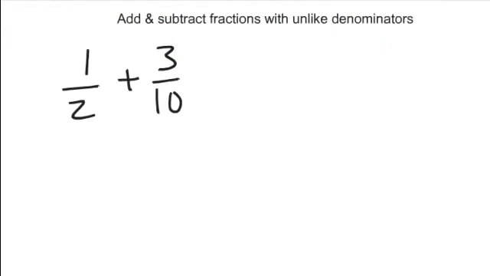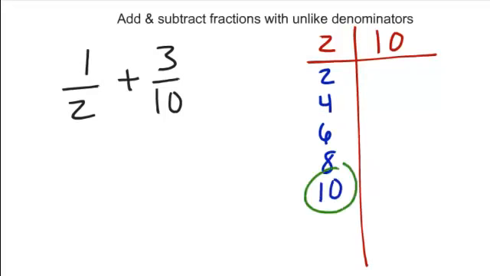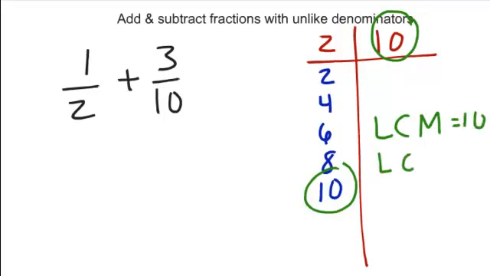Let's go ahead and do another example. Here I have a half plus 3/10. So I have to have my race between the 2 and the 10 in order to make the denominators the same. So I put the 2 on the left and the 10 on the right, and I have my race between the two numbers. The first multiples of 2 are 2, 4, 6, 8, and 10. And here I can actually stop because I see that this is common to that. They're equal. So that's my LCM, my least common multiple. That'll be 10. And again, because we're working with fractions, that also becomes my least common denominator, because that's the number that I want to put at the bottom.